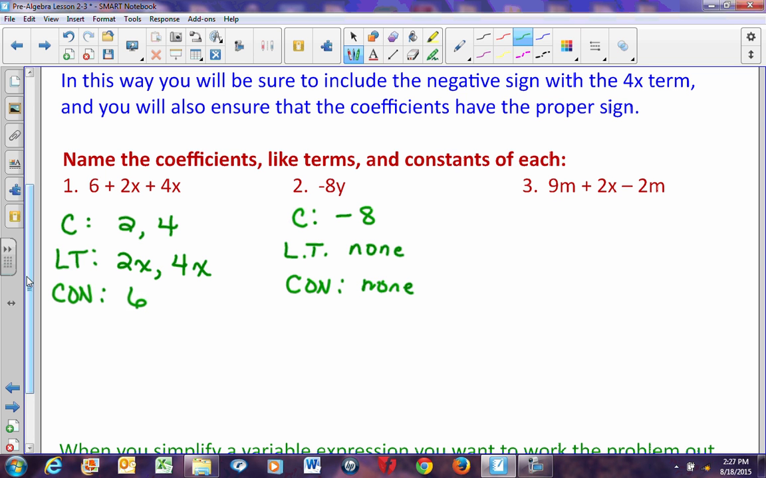Look at number 3, again, coefficients, like terms, constants. My coefficients, numbers in front of variables, 2 and negative 2, because I have positive 2 in front of the x and negative 2 in front of the m. And I have a 9 in this one, so we have 9, 2, and negative 2. My like terms, 9m and negative 2m, because remember I can change this to a plus the opposite. Sign goes with number. And my constants, we have none. There are no constants.